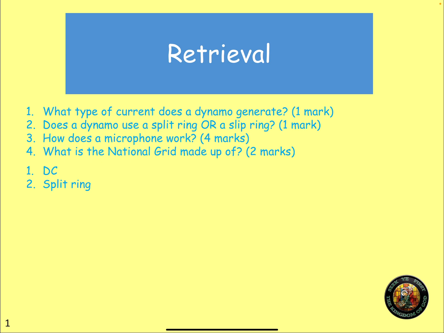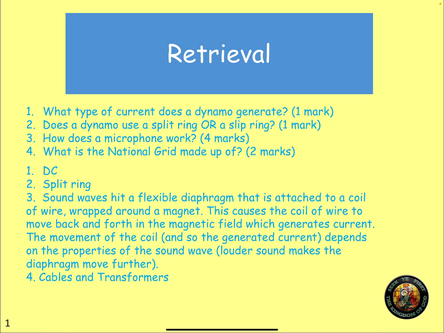Number 3, how does a microphone work? That was worth 4 marks. There you go. And number 4, what is the national grid made up of? Cables and transformers. So, moving on.